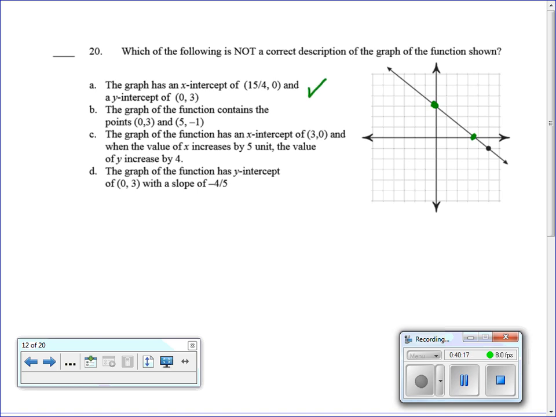The graph of the function contains the points 0, 3, which we know to be true, and 5, negative 1. Well, if we look, we can see 1, 2, 3, 4, 5, negative 1. So it does include both of those points. So that is a correct description. We look at C, it says the graph of the function has an x-intercept of 3, 0. Well, we can automatically eliminate that choice because we know that our x-intercept is not at 3, 0, but it is at 15 over 4, 0. So this right here would not correctly describe the graph that we have there.